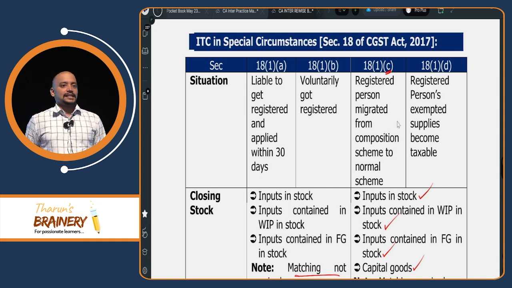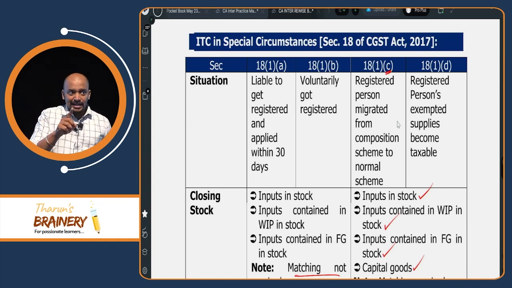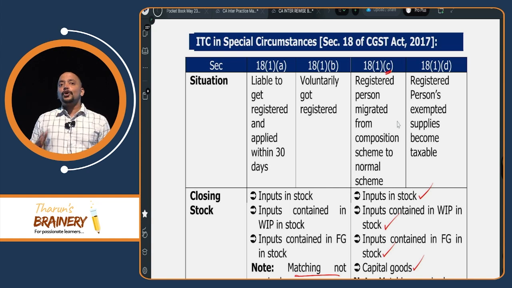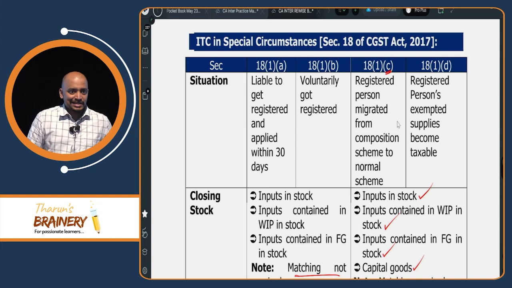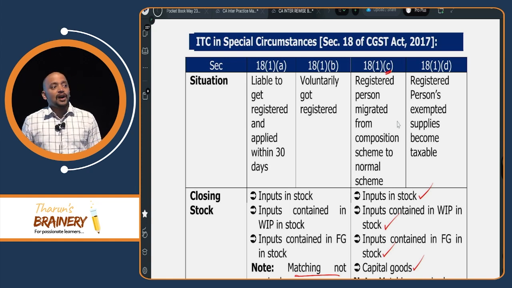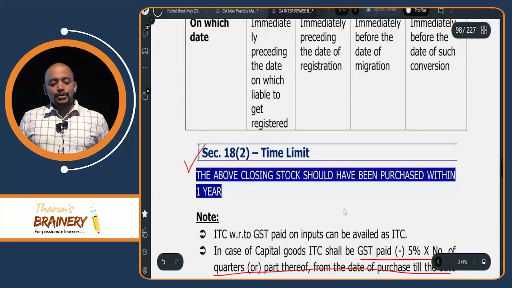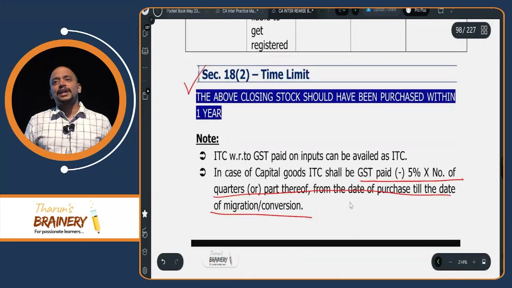Yet another difference is there. In 1(a)(1)(b) now only we are getting registered, but in 1(c)(1)(d) already they are registered. So that is about this. And in all these four cases, what is the time limit? 1 year prior to the date of closing stock.